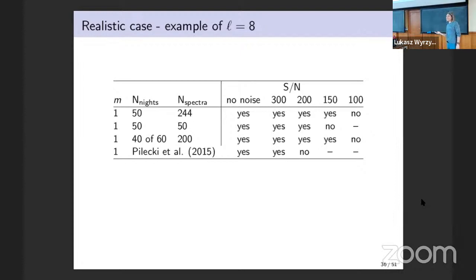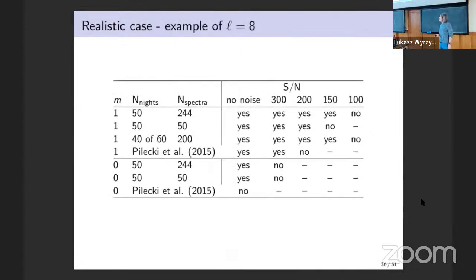If we do not add any noise, there is obviously a detection. If we have a signal to noise of 300, we also have a detection, but with 200, there is no detection for the timings of Pilecki and collaborators. And with 200 there's no detection, and the average signal to noise in their spectra was around 20, so it's no surprise they didn't detect anything. With 150, only with over 200 spectra was there a possibility of detection.